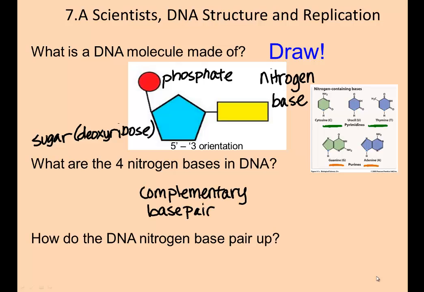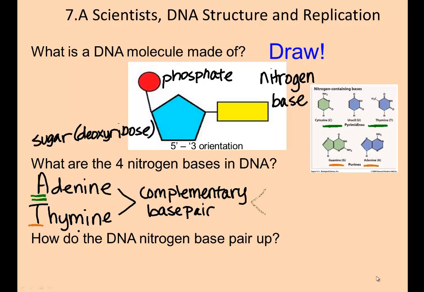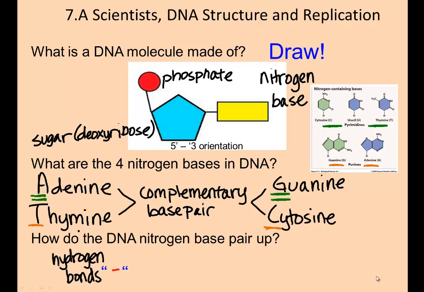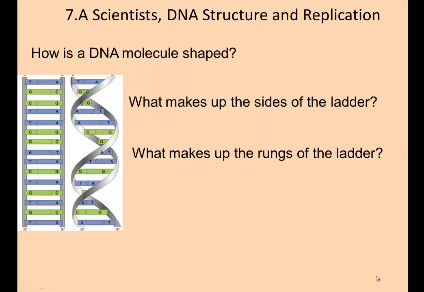The four nitrogenous bases are called complementary base pairs. We have adenine and thymine, and I have them underlined over here to go along with the greens and the oranges on this side, and guanine and cytosine, and you can see that this is a larger molecule and these are the two smaller molecules. How do the DNA nitrogenous bases pair up? It all has to do with hydrogen bonds. Adenine and thymine have two, and cytosine and guanine have three hydrogen bonds, so they're bonded a little differently also.